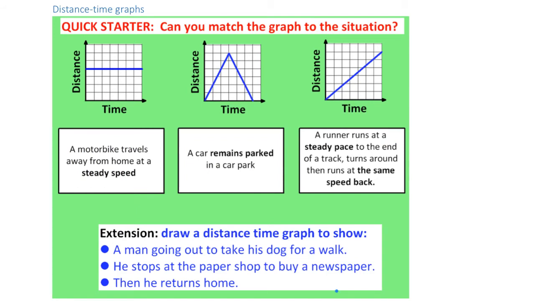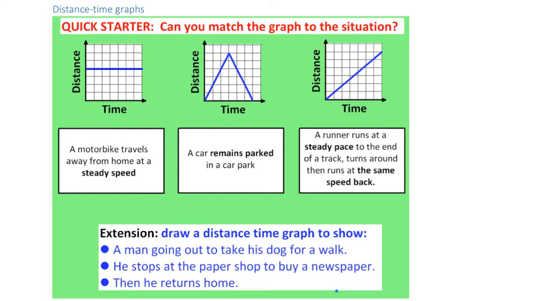Distance time graphs measure distance against time. The distance is going to be on the y-axis and the time is along the x-axis. And they show basically how far something moves over a given time. So we've got 3 graphs here. We want to try and match them up with the corresponding statement.